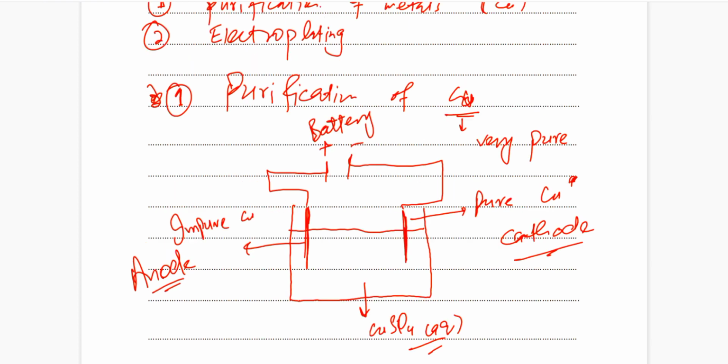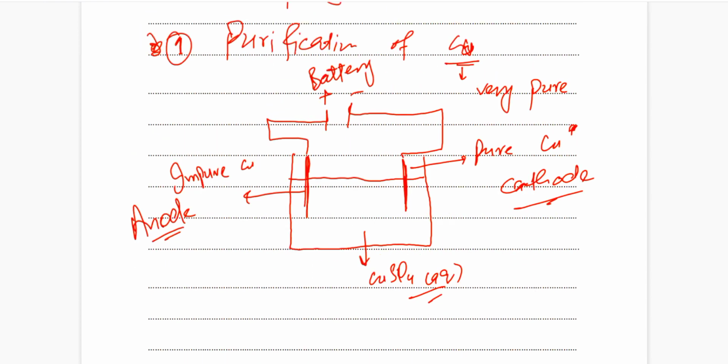So what will happen as this reaction proceeds? Simply, we connect these electrodes to the terminals of the battery. On the anode, copper will be oxidized. So copper, Cu, will lose electrons, so it will become copper plus 2.